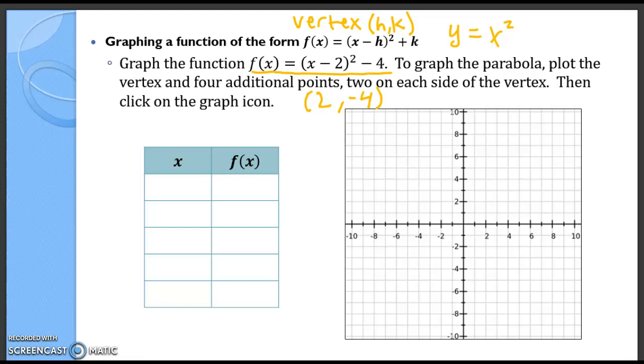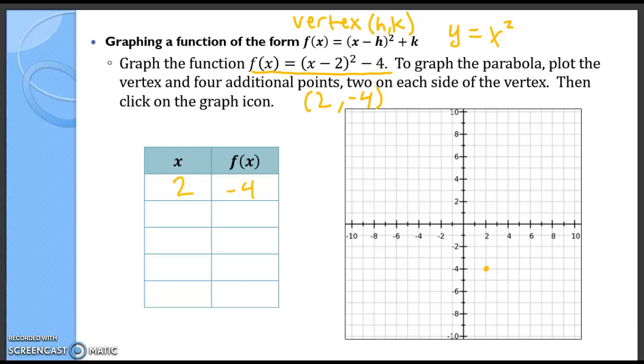It's going to move that point that's usually at 0, 0 down to 0, negative 4. And then it's this minus 2 that is going to move it over to the right 2. So our vertex is going to be here at the point 2, negative 4. So we have 1 point, 2, negative 4.